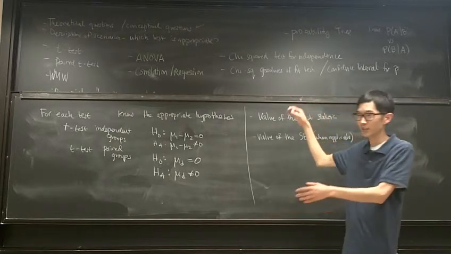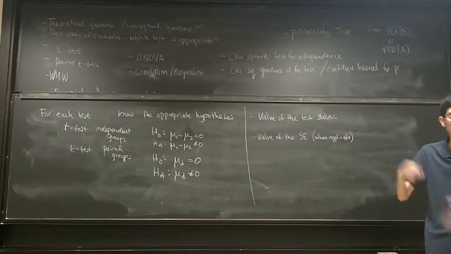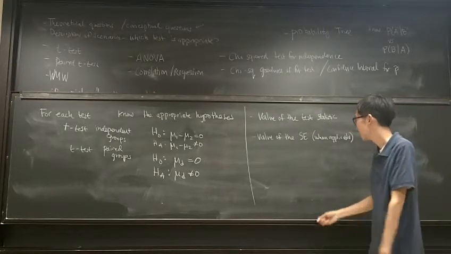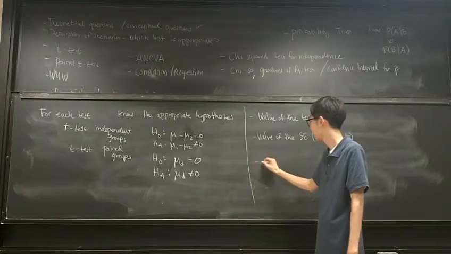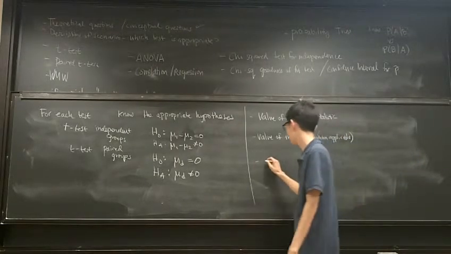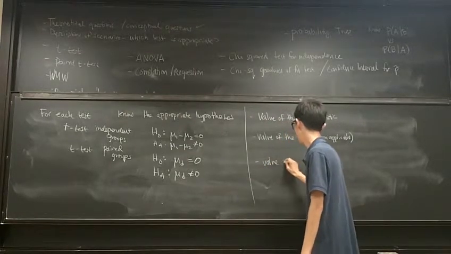Like for ANOVA, I might say, what's the sum of squares between or something, right? It's just one of those values. Okay, and then you should be able to find the p-value. So calculate the value of the p.